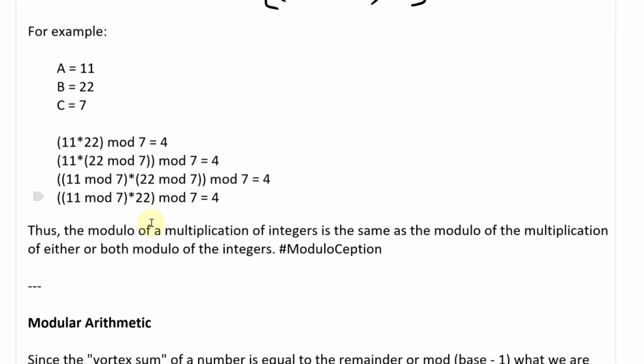So thus the modulo of a multiplication of integers is the same as the modulo of the multiplication of either or both modulo of the integers. Hashtag moduloception.